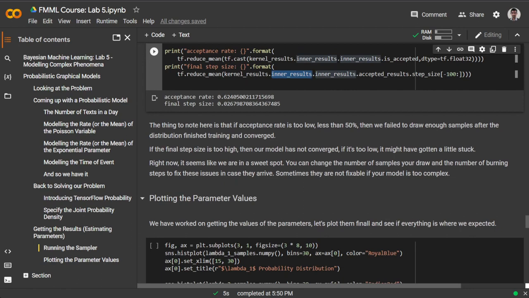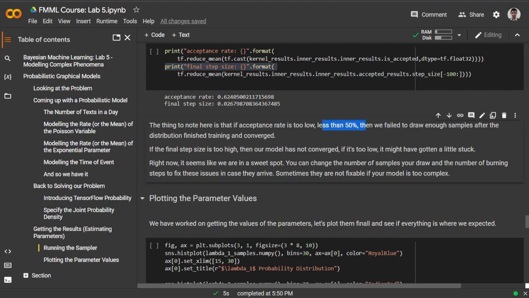Finally, we get the acceptance rate and final step size, which are features of the Hamiltonian Monte Carlo process. We want there to be a reasonably high acceptance rate, which would mean that a large number of the samples that we generated were from the correct probability distribution, but we also do not want it to be too high of an acceptance rate, because otherwise something went wrong at the start, like the exploration part went wrong. So we want the acceptance rate to be reasonably high, and allowing it to fall below 50% would be a problem, because then we would not have drawn enough samples.